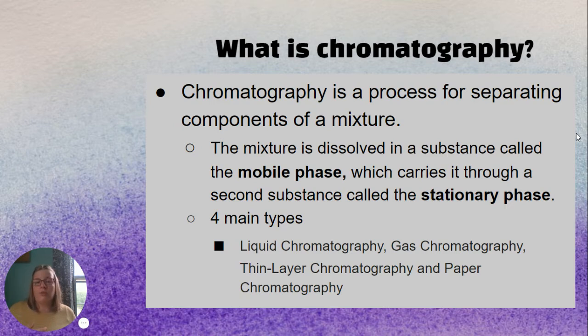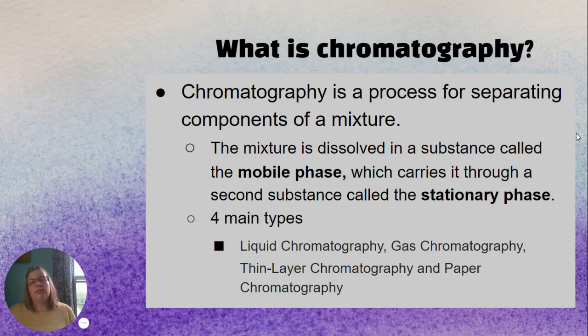The way that chromatography works is that your mixture is dissolved in something called the mobile phase. The point of the mobile phase is that it is going to take your substances and hopefully start to dissolve them. And again, polarity is going to be really important here because it'll be able to dissolve some things well and not others. And then it takes your mixture and pulls it through something called the stationary phase.